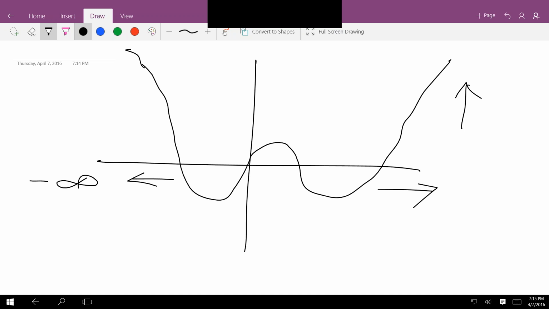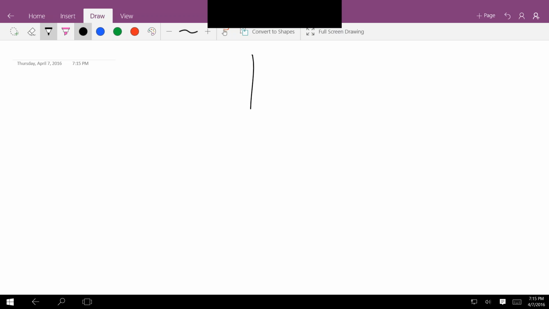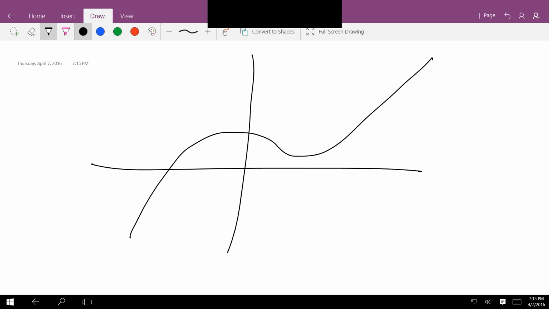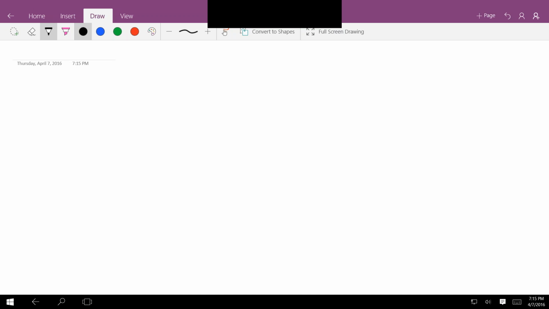As opposed to a function like this, a cubic, where as I go to positive infinity, it goes to positive infinity. As I go to negative infinity, it goes to negative infinity. All right, what else you got?